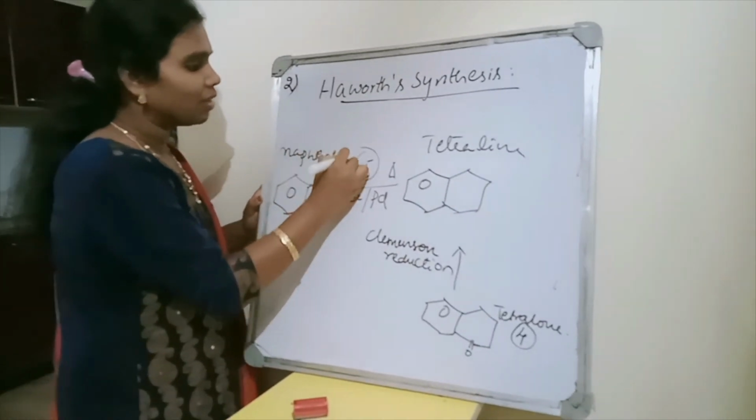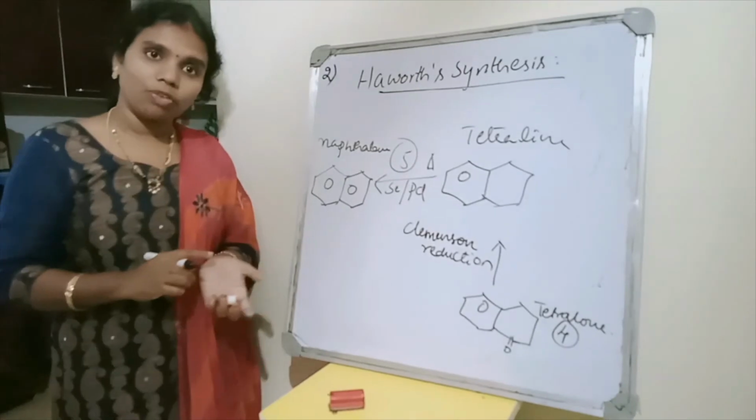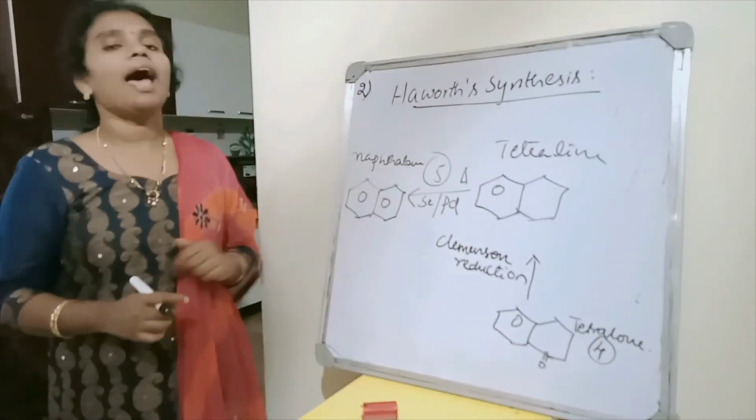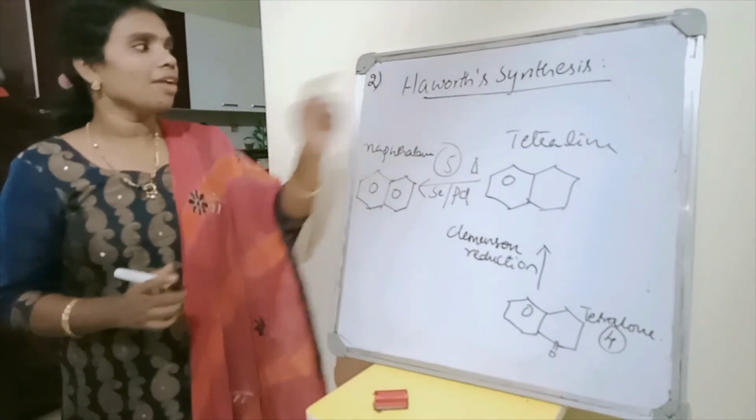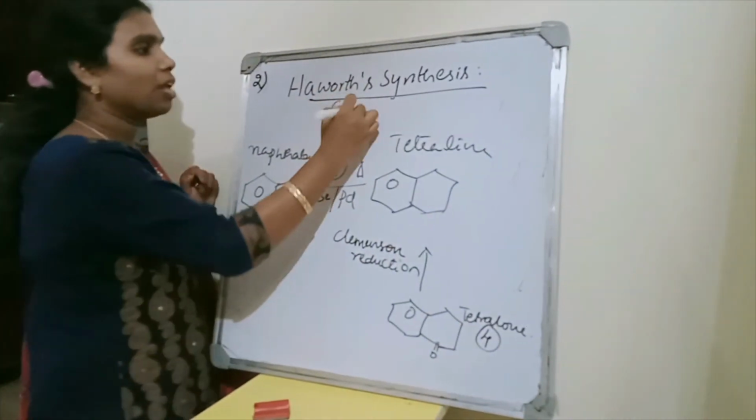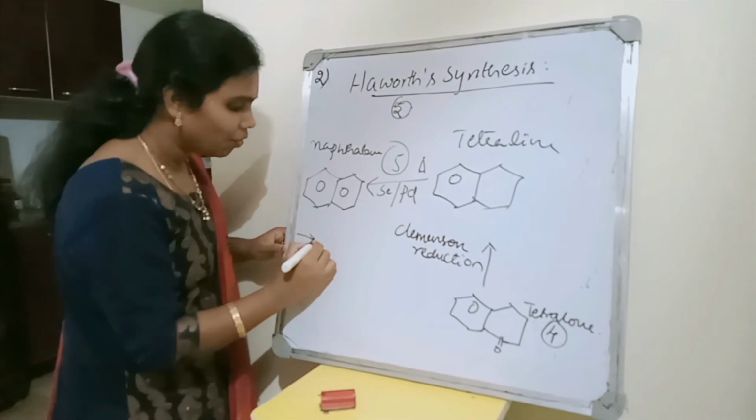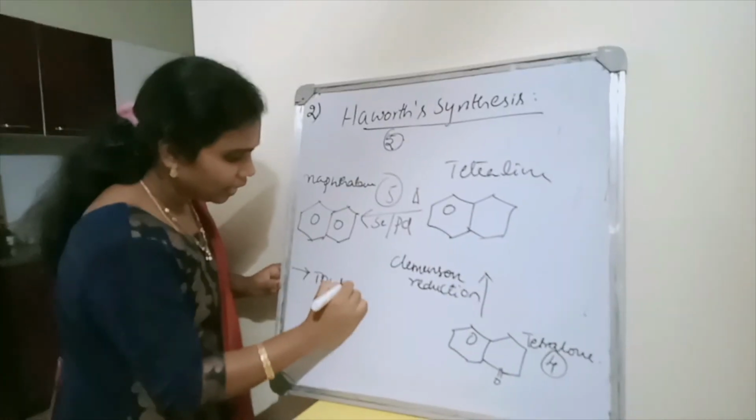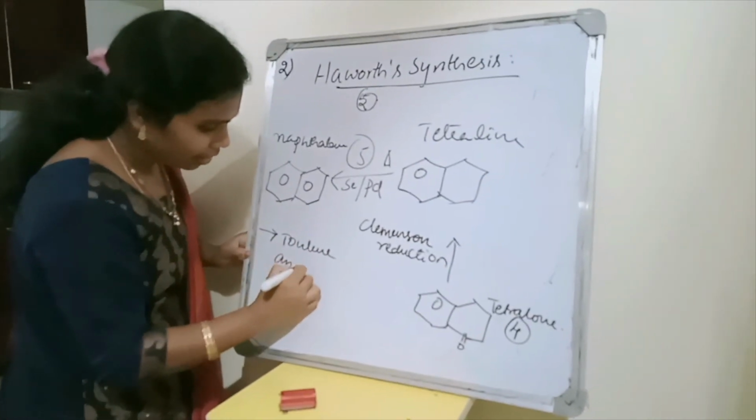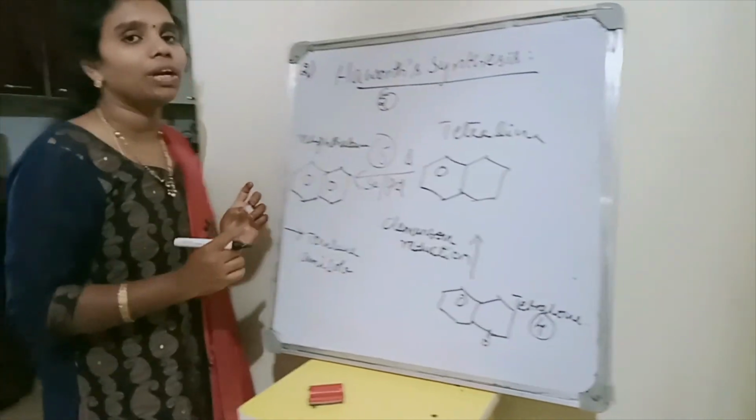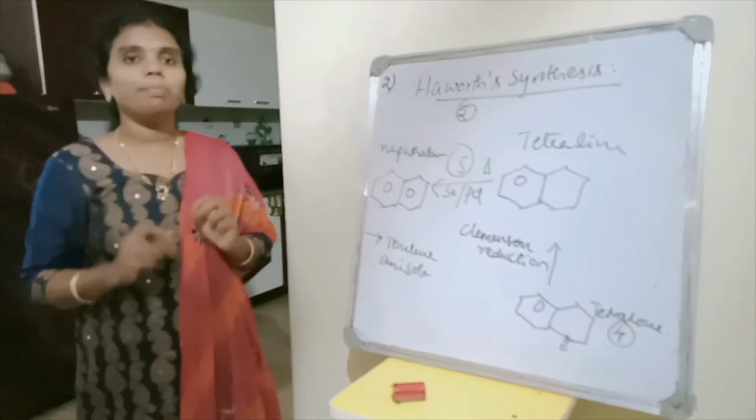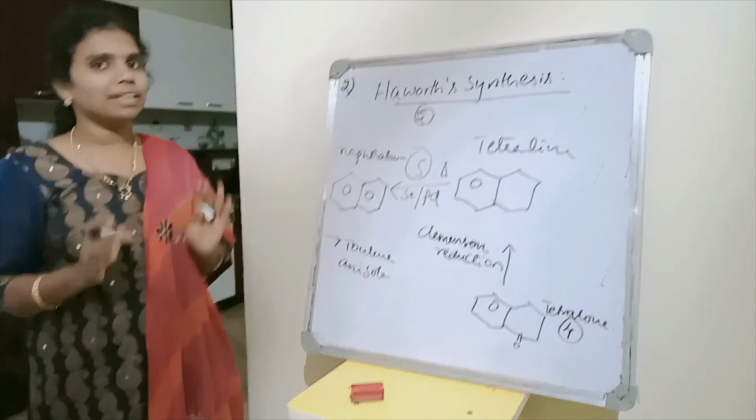One synthesis we have studied is by means of petroleum, and the second one is the Haworth synthesis, which includes 5 different steps. Suppose we want substituted naphthalene derivatives, then we have to take toluene or anisole or any substituted benzene derivatives instead of benzene. Okay, these are different synthetic reactions.